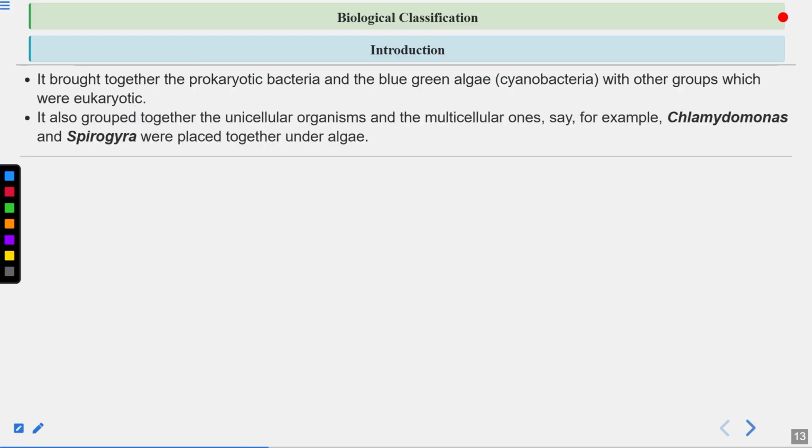Now it also grouped unicellular organisms and multicellular organisms together. So Chlamydomonas and Spirogyra were placed under algae, but Chlamydomonas is unicellular, Spirogyra is multicellular. So they were also placed under the same group. Clear? But this is not correct. Unicellular organisms are placed with the multicellular organisms.